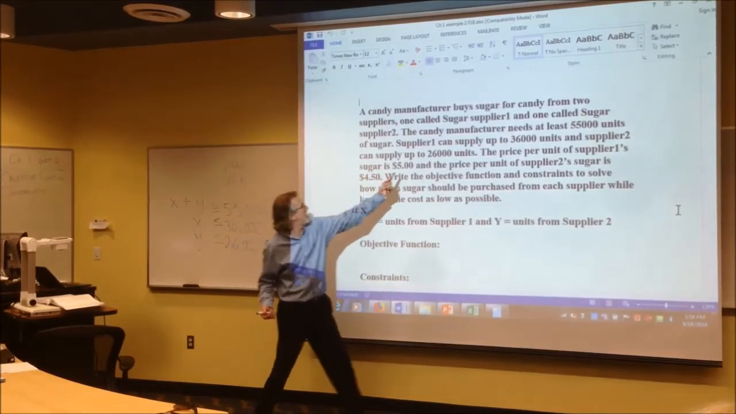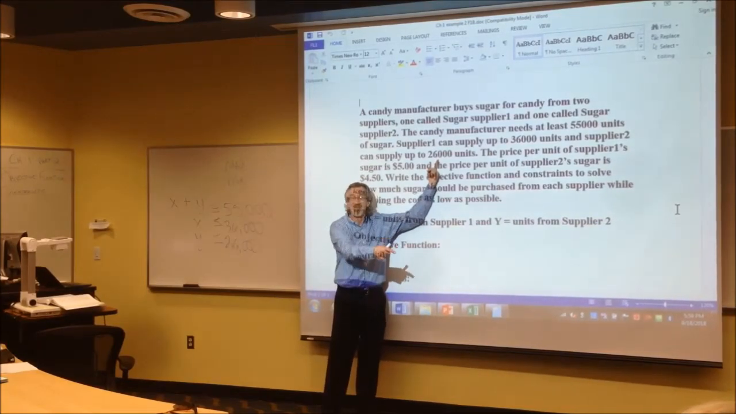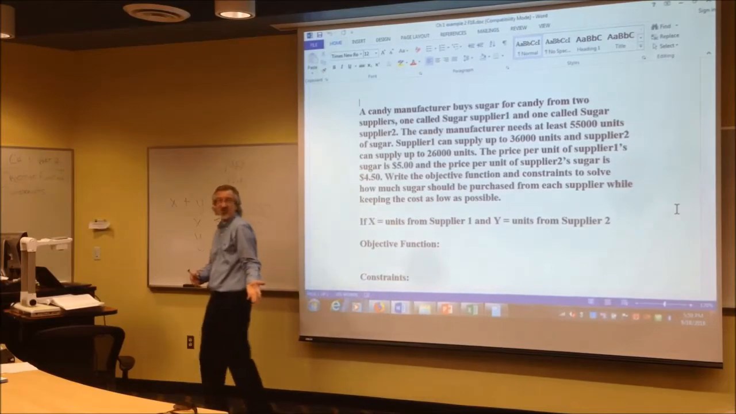Which says right here, it can provide 26,000 units. I'm ordering all 26, but I need 55. I subtract the 26. I'm ordering the rest from supplier 1. That's the only choice I have.